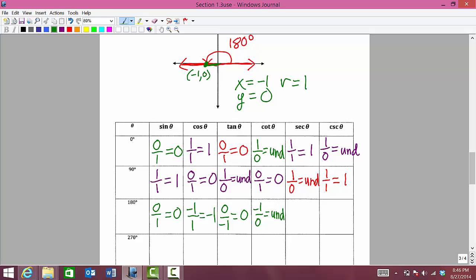Secant, do you remember what secant is? Secant is r divided by x. Remember, it's the reciprocal of cosine. R divided by x. So that would be 1 divided by -1, which simplifies also to be -1. And that makes sense because -1 is its own reciprocal. So -1 makes sense for cosine and secant. Cosecant is the reciprocal of sine. Cosecant is r divided by y. R is 1, y is 0, so we get undefined.